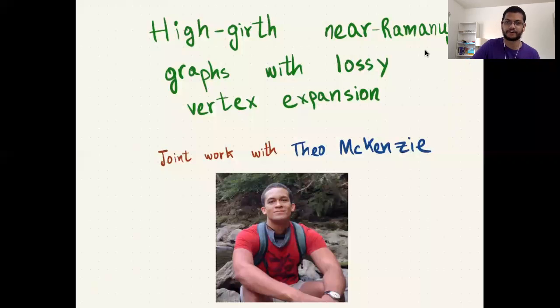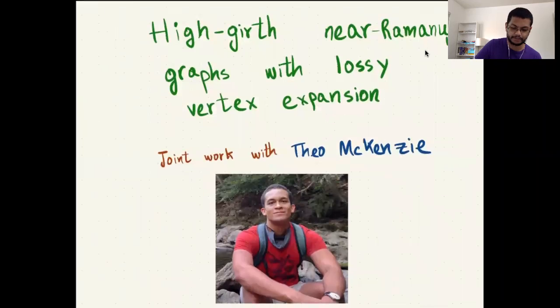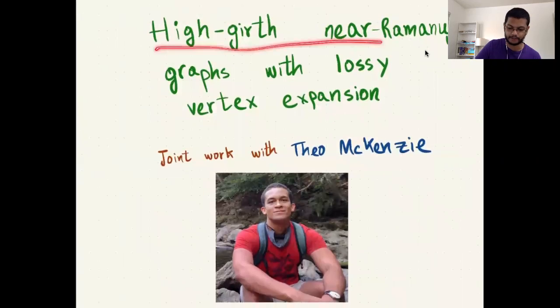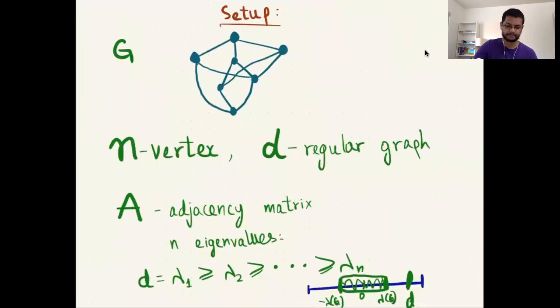This talk is based on a joint work with Theo McKenzie, and it's going to be about constructions of high-girth near-Ramanujan graphs with lossy vertex expansion. So let's begin with some setup.